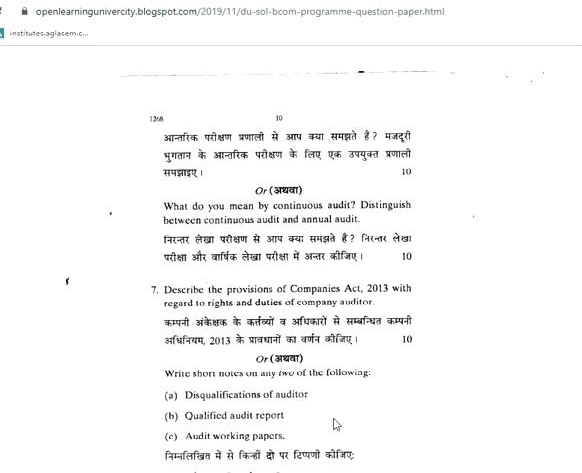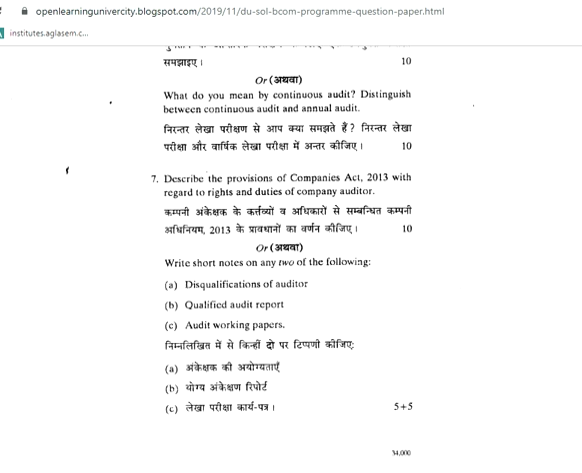Part A contains 10 marks, and the option also contains 10 marks. You have to attempt the upper one or the lower one. What do you mean by continuous audit, and distinguish between continuous audit and annual audit. You have to differentiate between continuous audit and annual audit. This contains 10 marks.